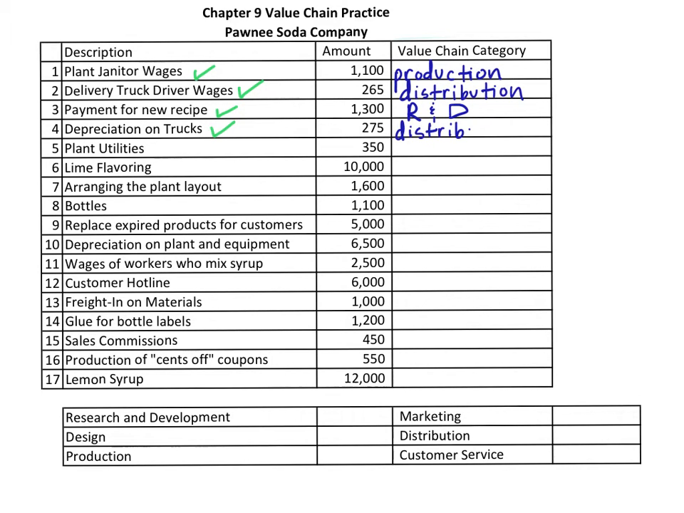Next is the plant utilities. We're back to the manufacturing plant. Anything that relates to the manufacturing plant goes under production. Lime flavoring. So remember, up at the top here, we are a soda company. We have $10,000 of lime flavoring. That's going to go under production. It's one of our components to make our product. Arranging the plant layout. So this is something we do between developing a product and starting its production. Those activities go into design. Now we're to bottles. Bottles, once again, are one of our components for our product, so we're going to put those under production.